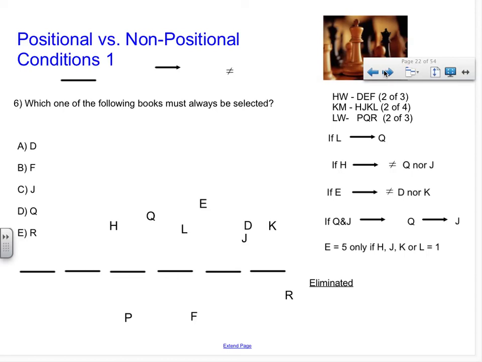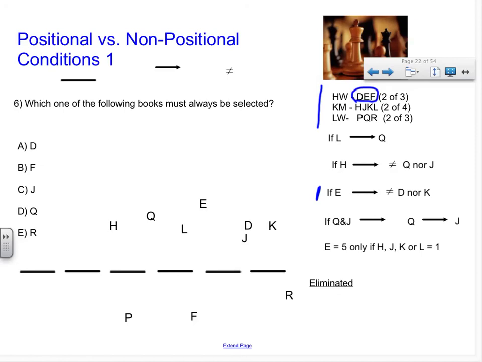We'll continue. The question reads as follows. Which one of the following books must always be selected? So this is where the hidden premise comes in, if you're a smart cookie and you can pick it up before answering the question or arriving at number 6. So let's take a look at the first part of the conditions, which is right here. And it comes into play with this condition right here. So for HW, we need to pick 2 out of these 3 books, D, E, and F.